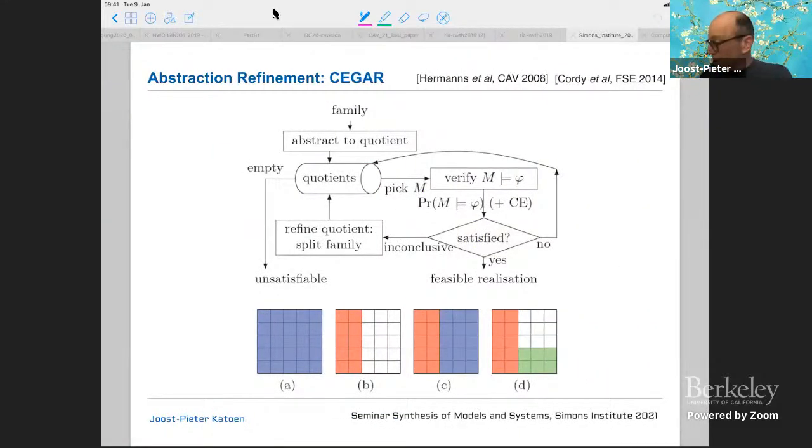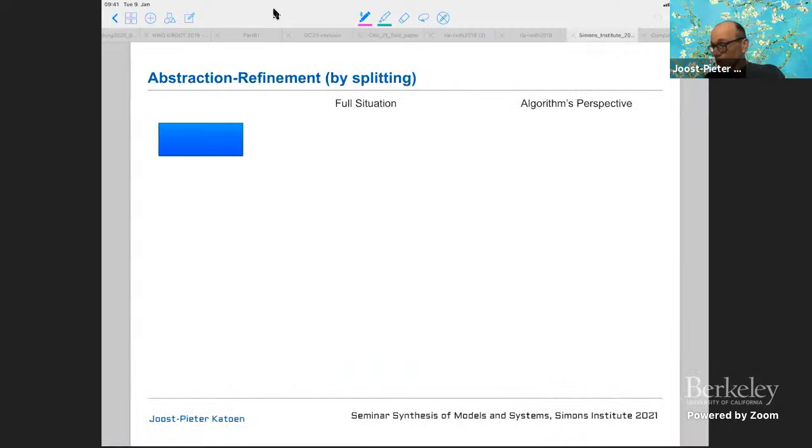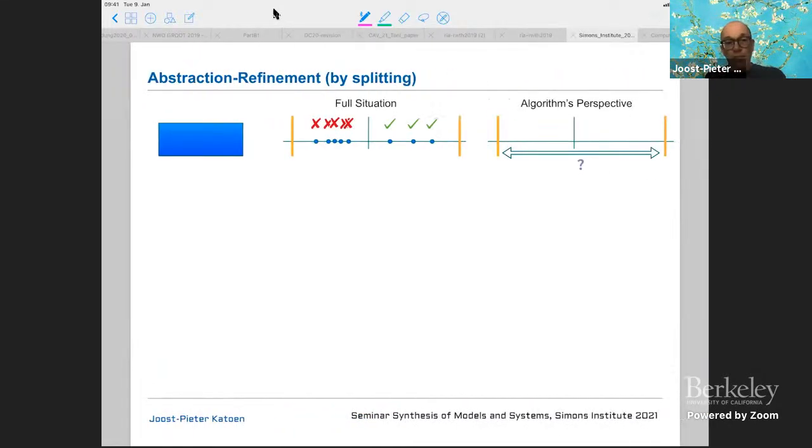Good, I'm going to skip this picture. So what's the idea? Basically, this is the entire family. Suppose that this family contains these members. Some of the members refute the specification, some of the members satisfy the specification, and this was our threshold, for instance, larger than P. That is the individual situation.